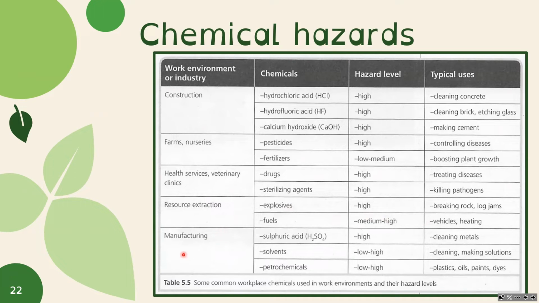And then finally, manufacturing is the industry, and they use sulfuric acid, solvents, and petrochemicals. Sulfuric acid has a high hazard level and it's for cleaning metals. Solvents have a low to high level, so it really ranges depending on the situation, how much you're using, and how strong it is. So this is for cleaning or making solutions. Petrochemicals also have a low to high level, again depending on how strong it is, for plastics, oils, paints, and dyes. So various things that we rely on fairly frequently have various hazard levels, lots of them high hazard levels for the people who are working in those industries.